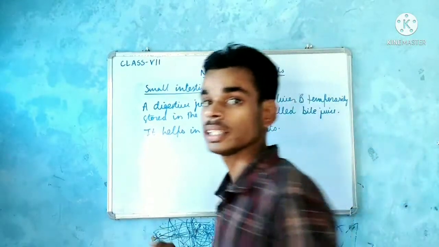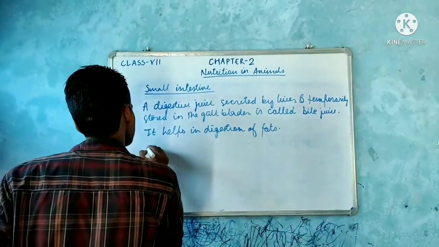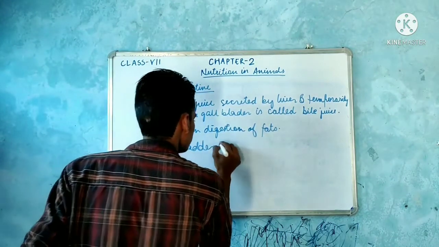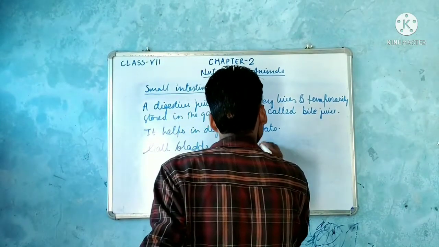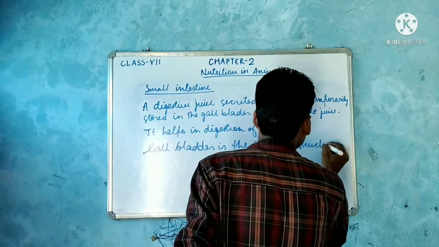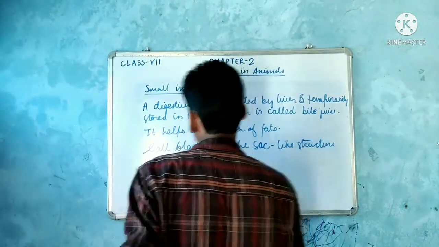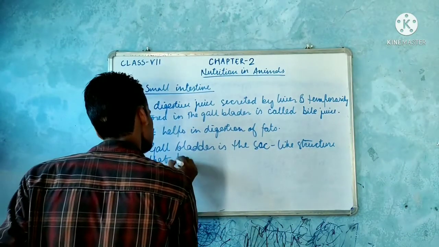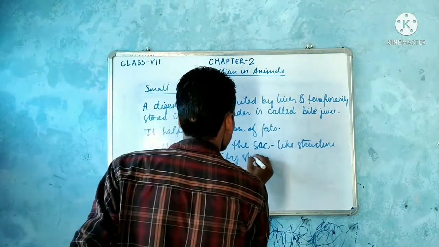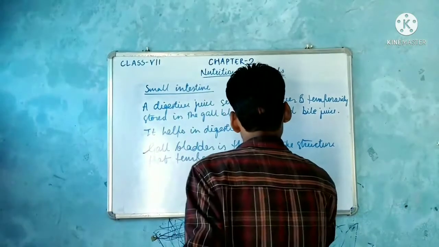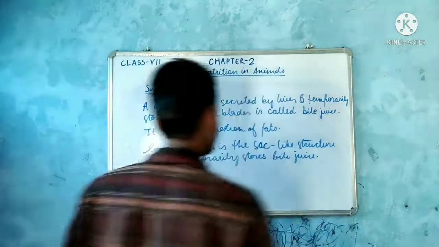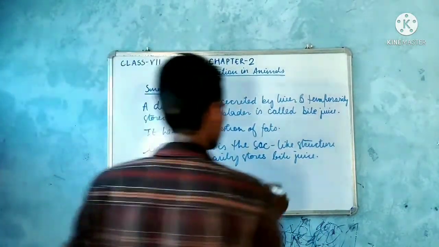Gallbladder is the sac-like structure. Gallbladder is a sac-like structure that temporarily stores bile juice.